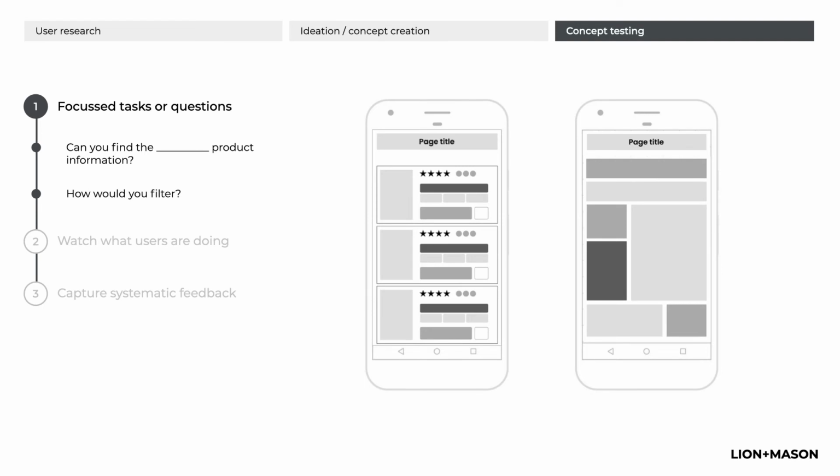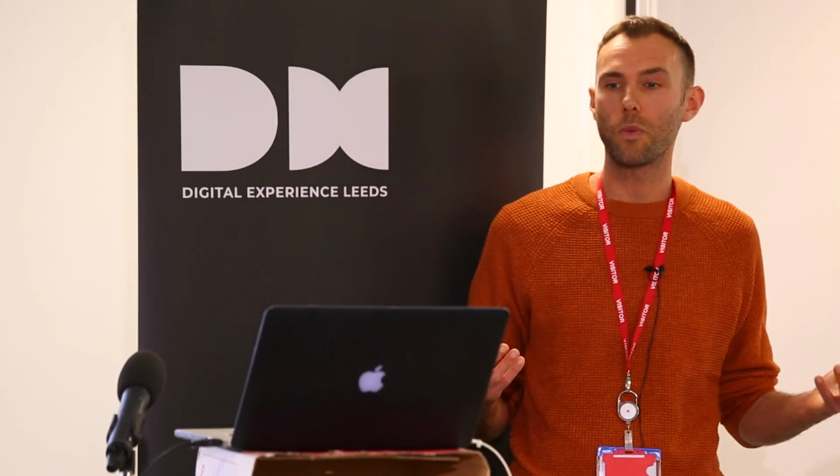So what we tend to do, if you just ask focused tasks or questions, so show someone a concept, ask them to find specific things, ask them to do specific things, ask everyone to do the same questions or tasks, and you can start to build up quite a powerful set of data that you can quantify that's more than just some words.